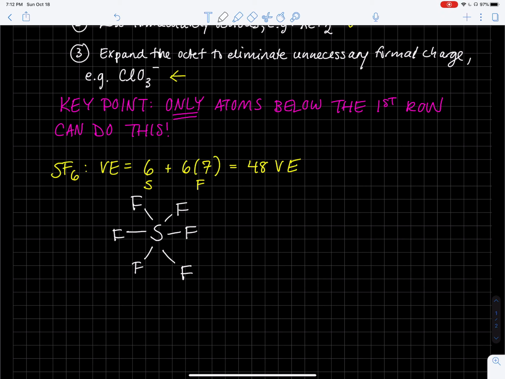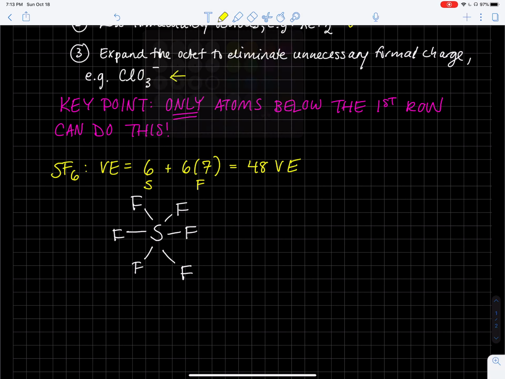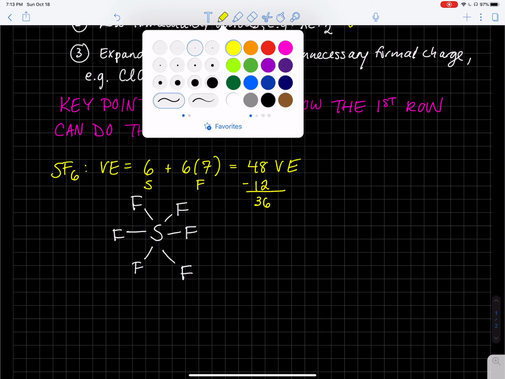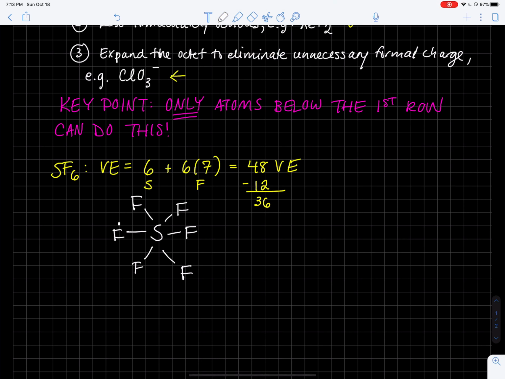If you accept that SF6, sulfur hexafluoride, is a molecule, and in fact it is, you have to accept that sulfur has an expanded octet. So once I've done that, I have 6 bonds, so I've used up 12 in the skeleton. I have 36 valence electrons left, and you can get very good at drawing dots just with this one structure. I have 36, I have 6 fluorines, so each fluorine gets 6 electrons as its 3 remaining lone pairs.